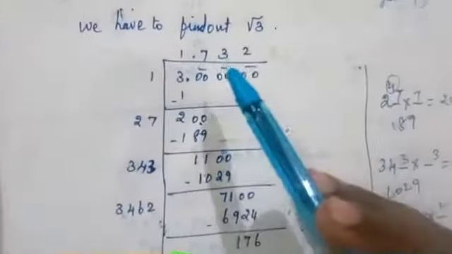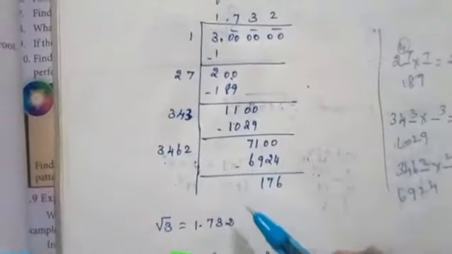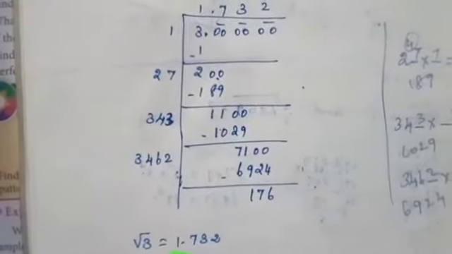So the value is 1.732. So root 3 is equal to 1.732.